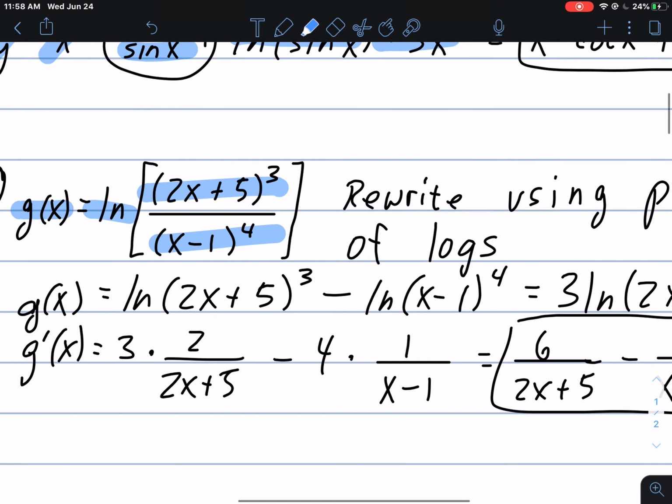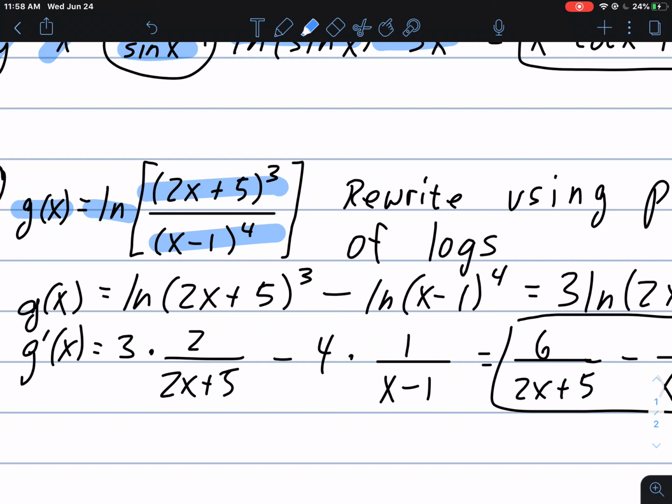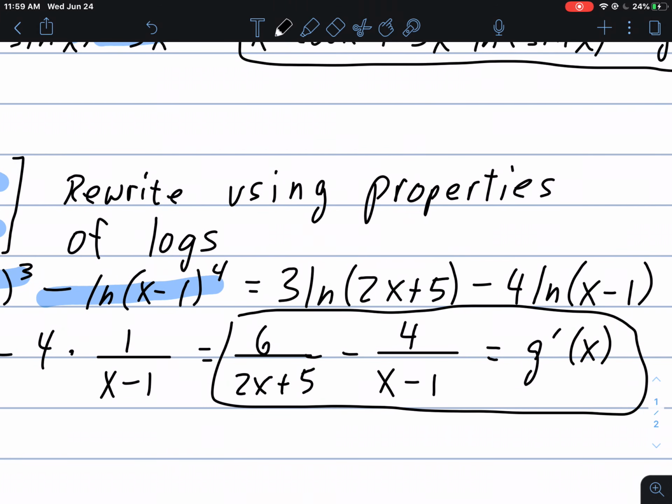Now this is still just my function. I'm not differentiating here. I'm rewriting the function. So g of x equivalently can be written as the log of the numerator, 2x plus 5 cubed, minus the log of the denominator, x minus 1 to the 4th. And then the power rule for logs says that you can take this exponent in your argument and you can bring that to the front of your argument.